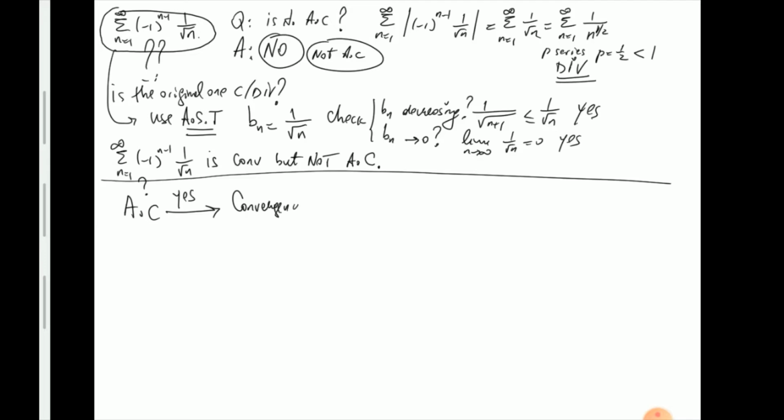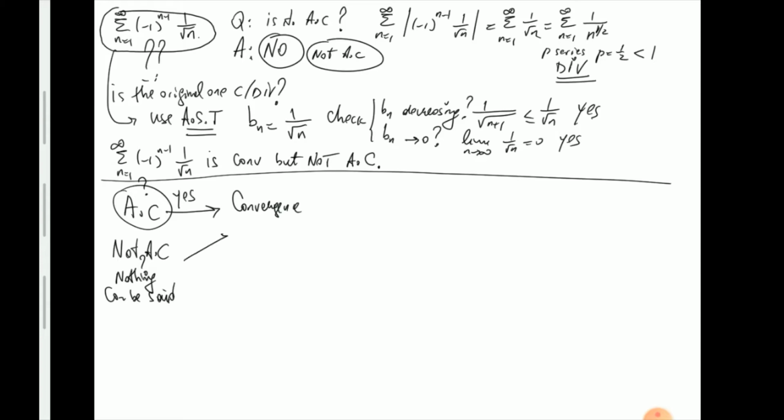But that's the key thing. I don't even have to look at whether the original one is convergent or not. I establish absolute convergence, I'm done. The original one converges as well. Is it not absolutely convergent? Then nothing can be said.